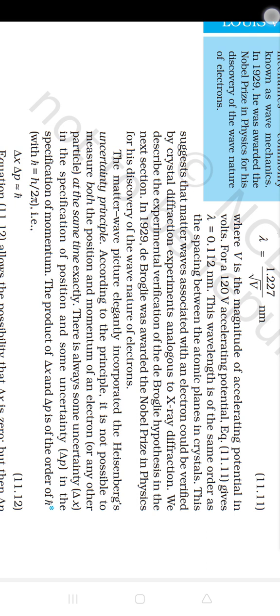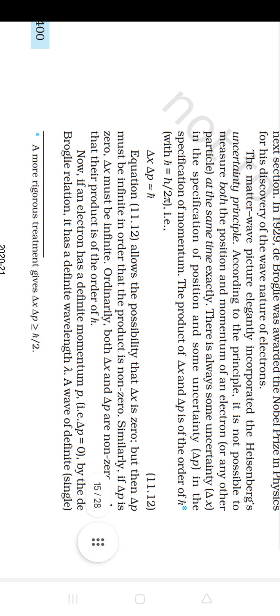In 1929, de Broglie was awarded the Nobel Prize in Physics for his discovery of the wave nature of electrons. The matter wave picture elegantly incorporated Heisenberg's uncertainty principle. According to the principle, it is not possible to measure both the position and momentum of an electron or any other particle at the same time exactly. There is always some uncertainty in the specification of position and some uncertainty in the specification of momentum. The product of delta x and delta p is of the order of h-bar = h/2π.